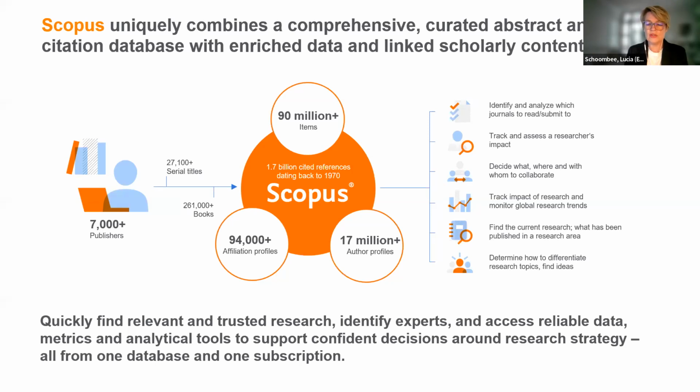Right, so Scopus also has many other functionalities, so you can analyze journals and find journals. You can assess the impact of research. You can decide who you want to collaborate with, so you get to know other authors that are publishing. You can find the current research, which is the one that we're focusing on today.